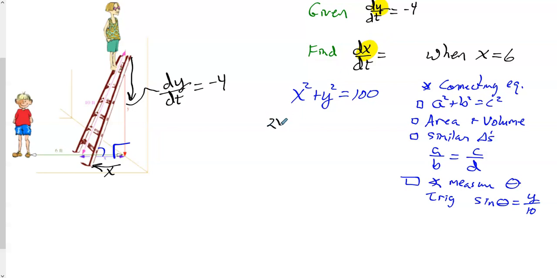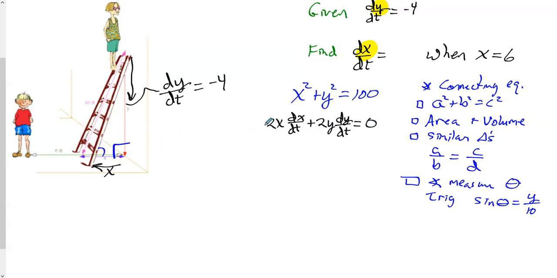So it's 2x dx/dt. Keep in mind, I'm differentiating with respect to t, which is why I'm using the chain rule on x for a change. Plus 2y dy/dt. The neat thing here, or something that is strange, is this is just going to equal 0. So the length of the ladder somehow is just out of this related rates question.